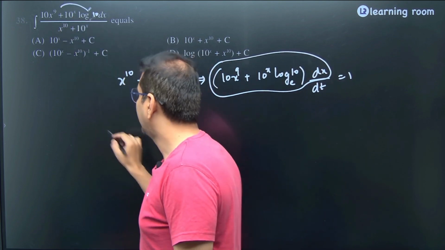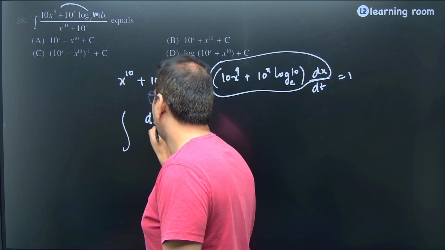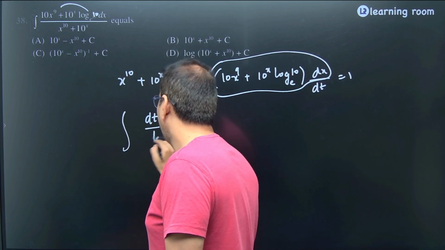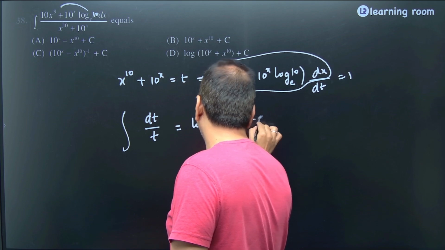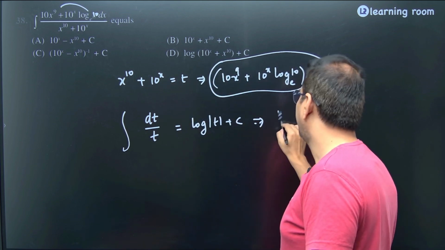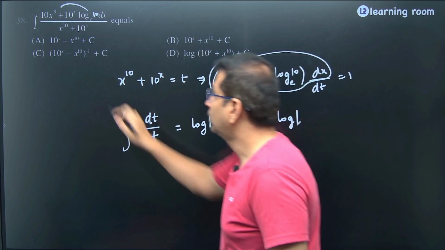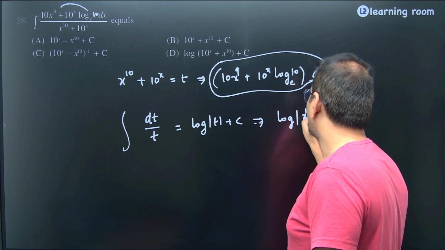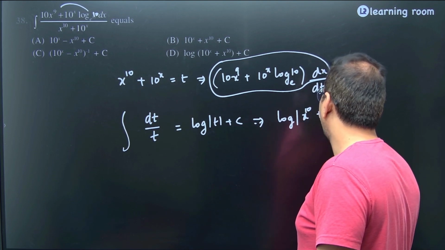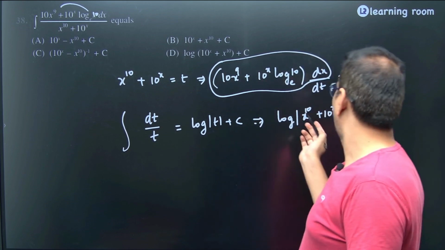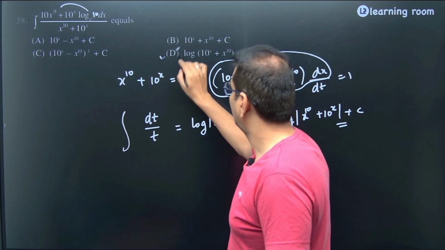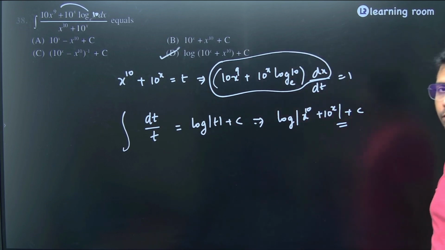So the numerator I'll replace with dt and the denominator is t. So you will get the output as log|t| + c. This implies the answer is going to be log|x^10 + 10^x| + c. So let's see which option matches. Log of x^10 + 10^x. So option D is the correct answer. Okay.